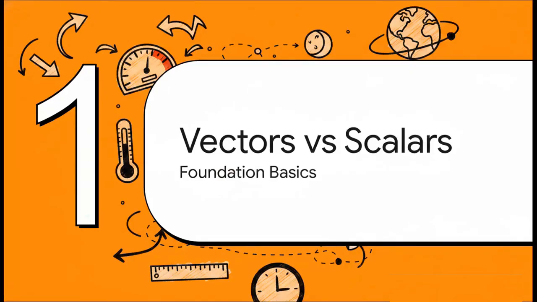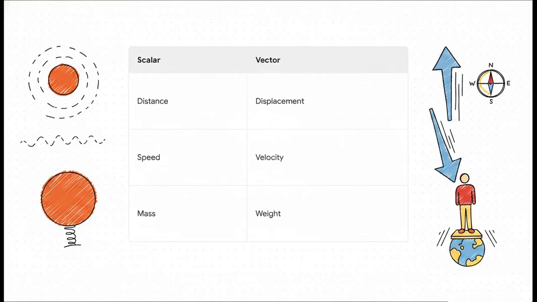All right, kicking things off with part 1, vectors versus scalars. So think about it like this. All our measurements in physics basically fall into two distinct buckets. You've got your scalars, which literally just have a size or a magnitude. A distance of 10 meters, that's just a scalar. But then you have vectors. These guys must also have a specific direction attached to them. So displacement is distance with a direction, like 10 meters north.